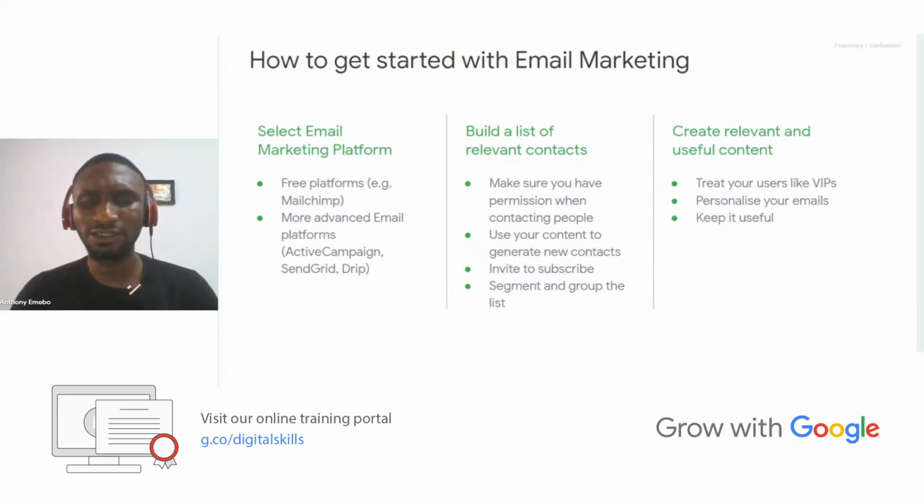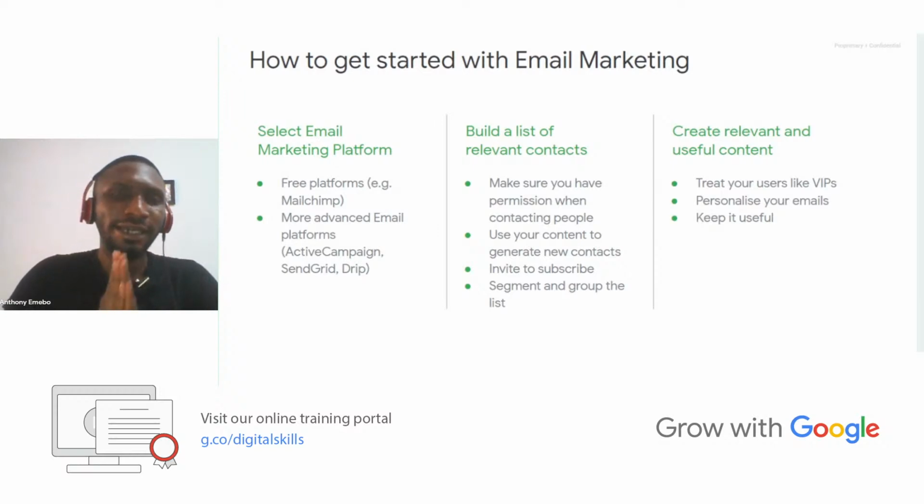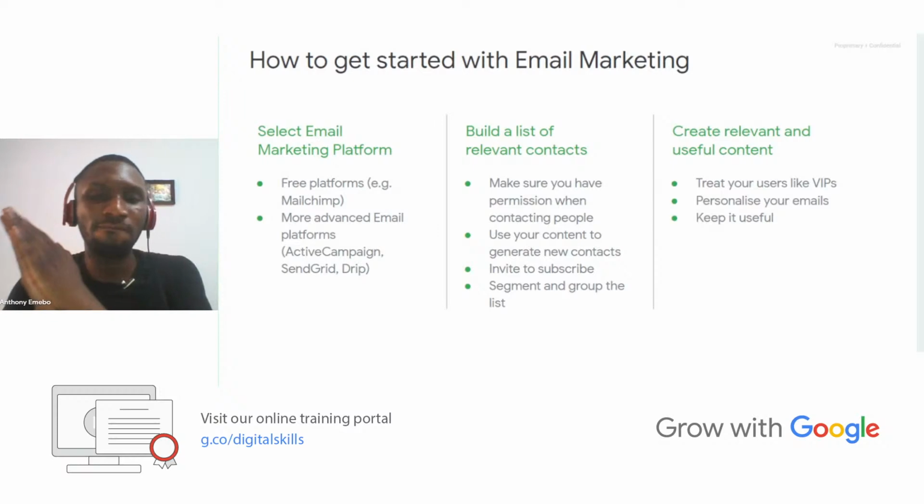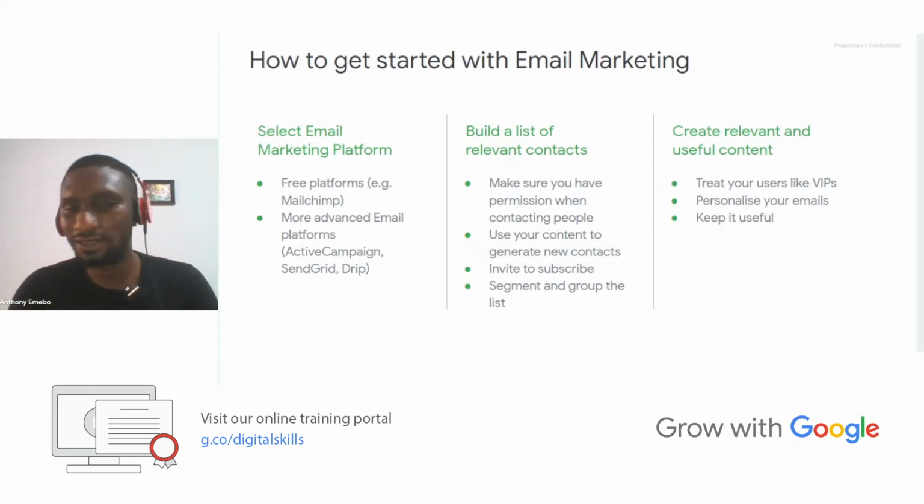Build a list of relevant content. Make sure you build a list. And if you've not been doing this for your business, start doing this as soon as possible. It could be collecting contact details, including emails and phone numbers, so you could reach them with SMS marketing. Make sure you build a list.